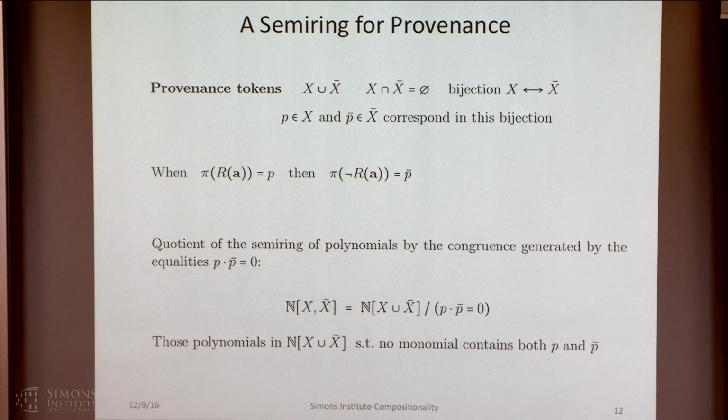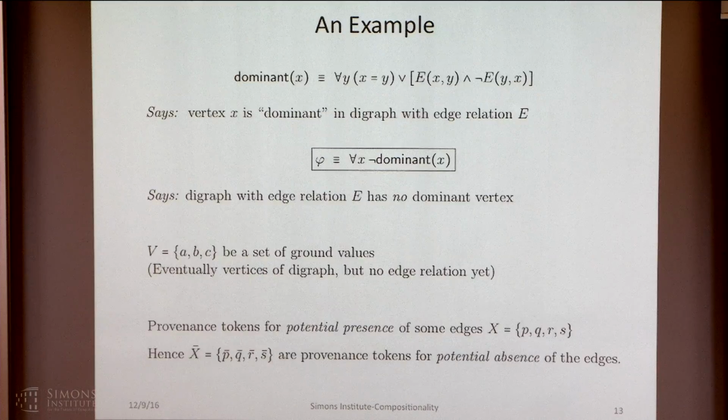Okay. And what I can do is take that semiring of polynomials and quotient by all these equalities, P times P bar equals 0 for all the P's in X. And the result is essentially the set of polynomials in which in no monomial do we have both a P and a P bar. But a P and a P bar may occur in different monomials of the polynomial. So with this, let's spend some time on an example. I think this is where we can understand best what's going on.